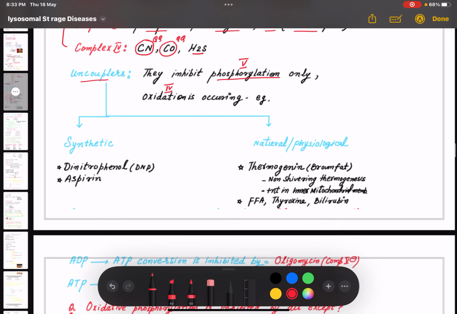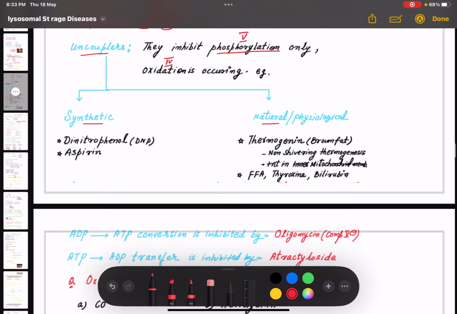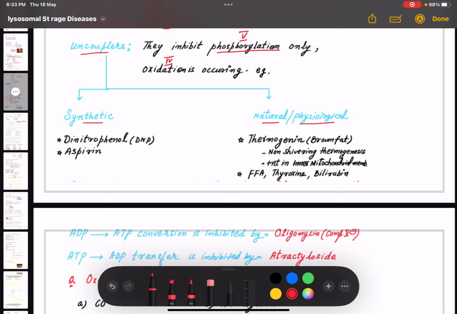Now, there are two types of uncouplers, synthetic and natural. Natural uncouplers are also known as physiological uncouplers. In synthetic uncouplers, we have two examples, dinitrophenol and aspirin. And in natural uncouplers, we have thermogenin, very important, which is present in brown fat. This thermogenin is responsible for non-shivering thermogenesis, and it is present in the inner mitochondrial membrane. What are the other examples of natural uncouplers? Free fatty acids, thyroxine and bilirubin.